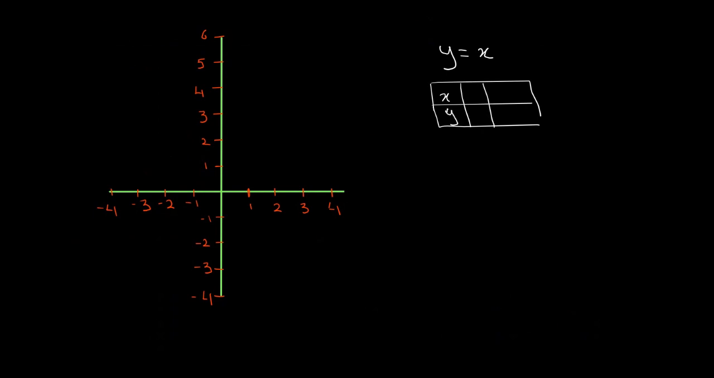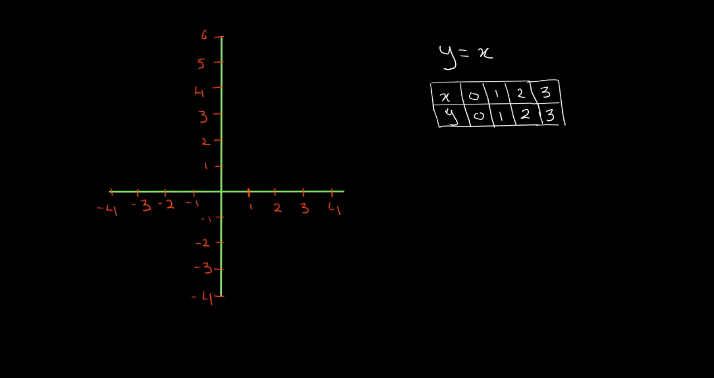So when x is maybe 0, y is 0. When x is 1, y is 1. When x is 2, y is 2. And maybe when x is 3, y is 3. Actually, just a fact that for a straight line, you only need 2 points because there's a unique straight line between 2 points, but we're just plotting a few more points just to make you more comfortable.